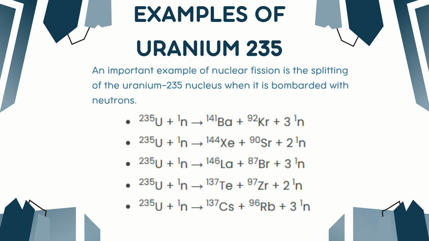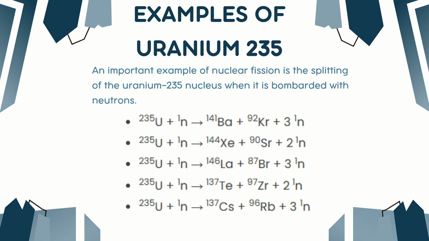A well-known example of nuclear fission is the splitting of uranium-235. When the uranium-235 nucleus absorbs a neutron, it becomes unstable and splits into smaller nuclei, releasing energy and additional neutrons. These neutrons can further cause more fission reactions, creating a chain reaction, the principle behind nuclear reactors and atomic bombs.